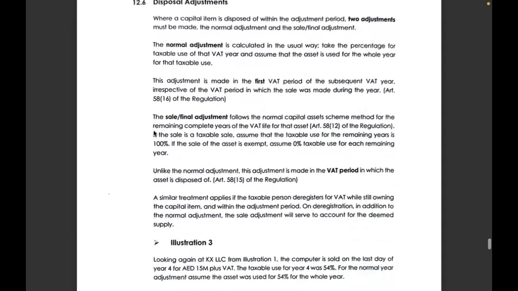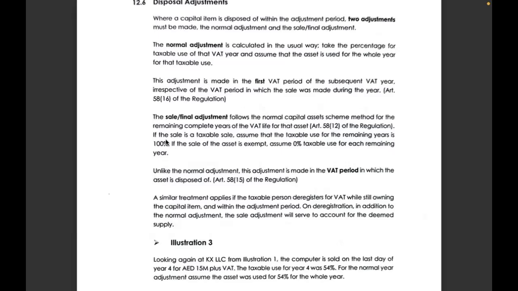We've discussed all of that. But the new topic that we are looking at, the sale or final adjustment, follows the normal capital asset scheme method for the remaining complete years of the VAT life for that asset of the regulation.